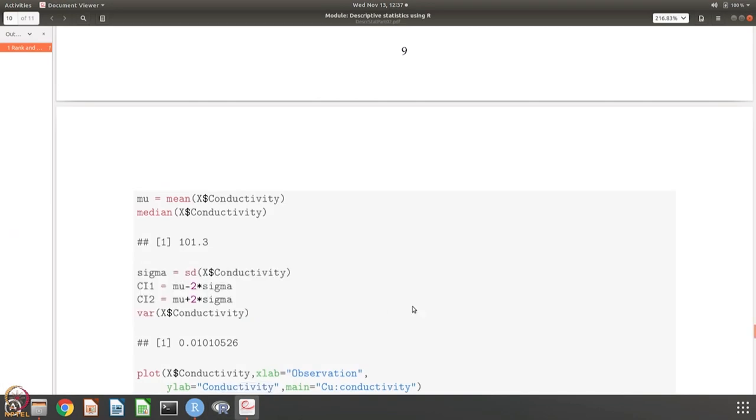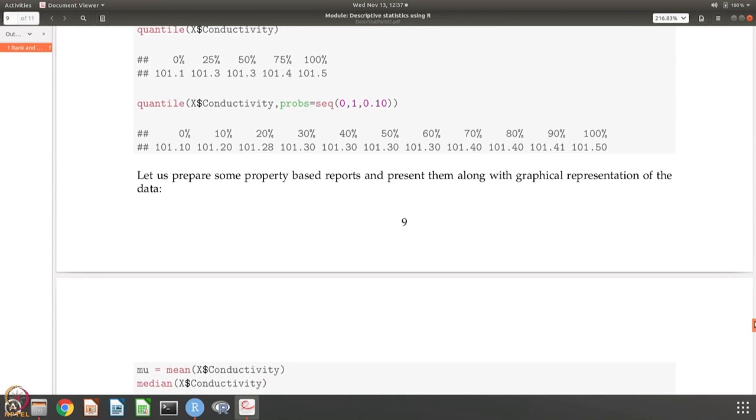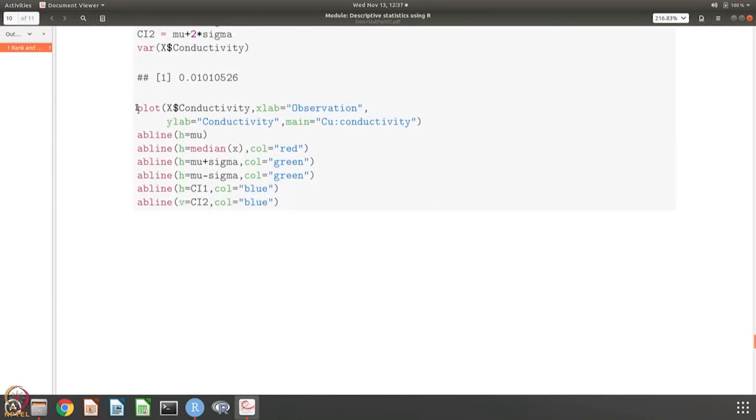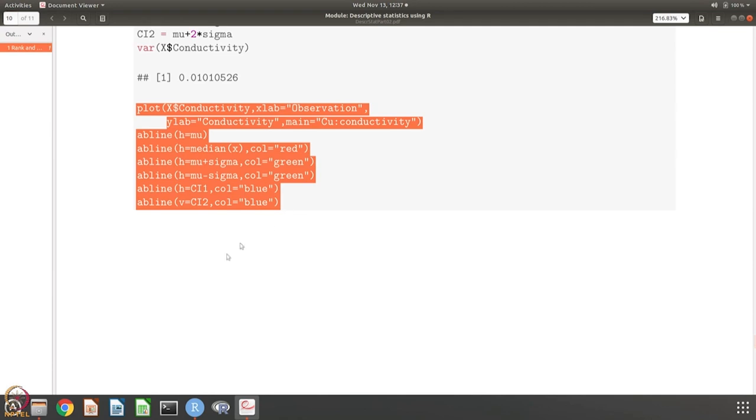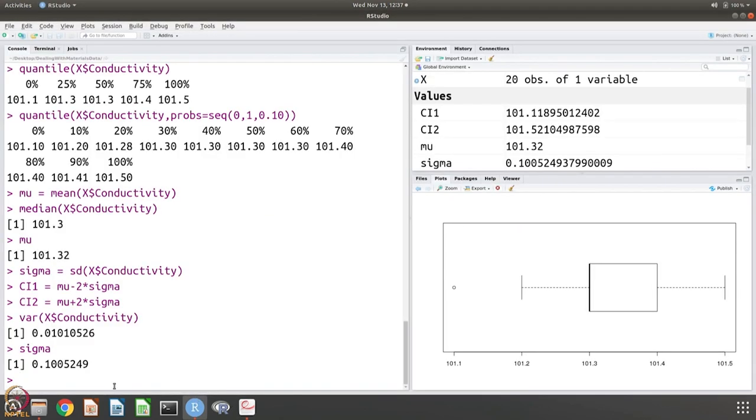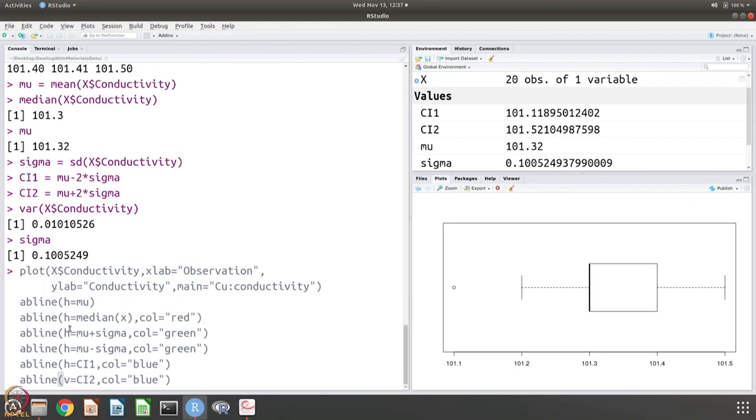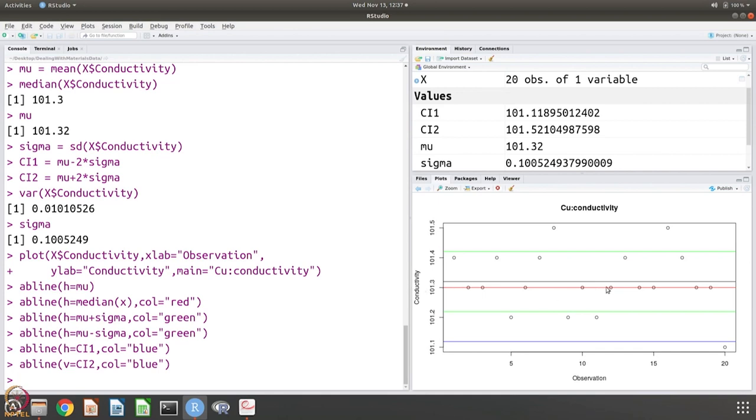Okay. So, now let us do the final thing, let us plot and let us also put these property based reports together with the data. So, we are going to plot the conductivity and we are going to start drawing lines at the mean, at the median, and mu plus sigma, mu minus sigma, mu plus 2 sigma, mu minus 2 sigma, etcetera. If you do that, you can see that here is the data, and the black line is basically the mean, the median is 101.3, so that is the red line.